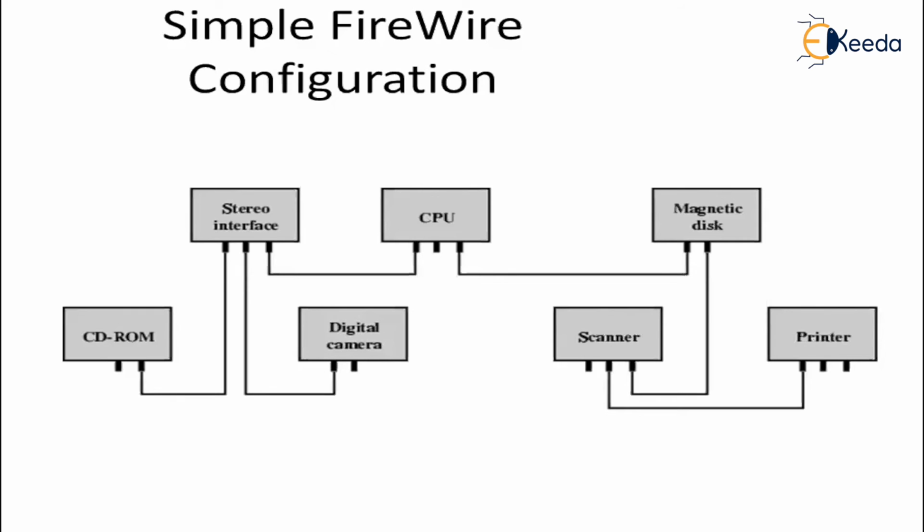Similarly, the CPU is connected to the studio interface. In the case of the studio interface, it is divided into two types. One is called the digital camera, and the other is called the CD-ROM. So the instructions are given by the CPU to the studio interface. From the studio interface, it goes to the digital camera, or it may directly go to the CD-ROM.